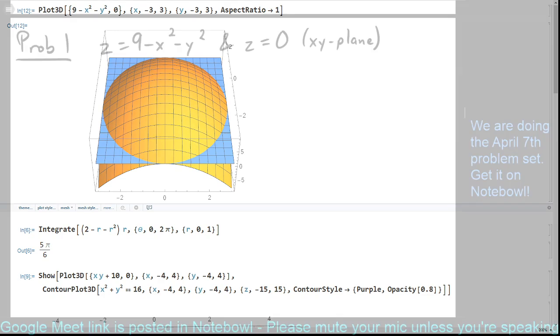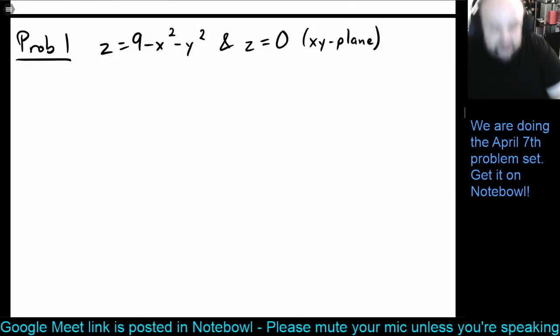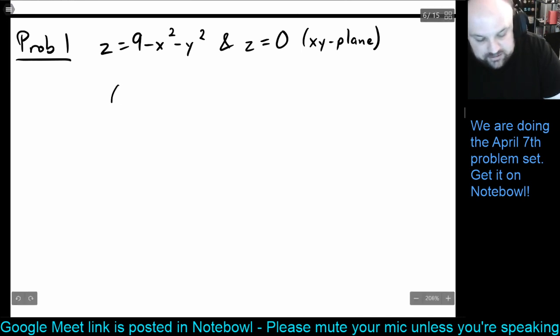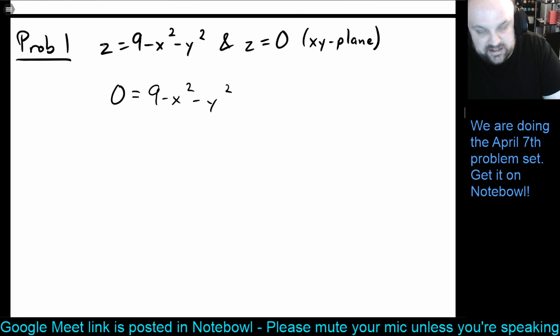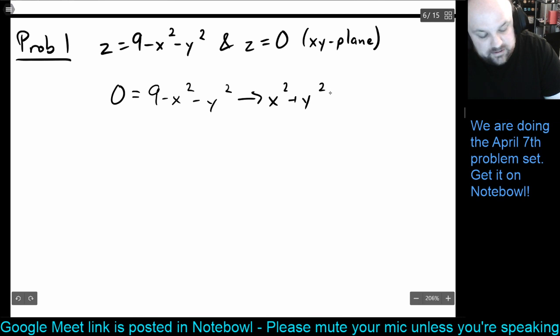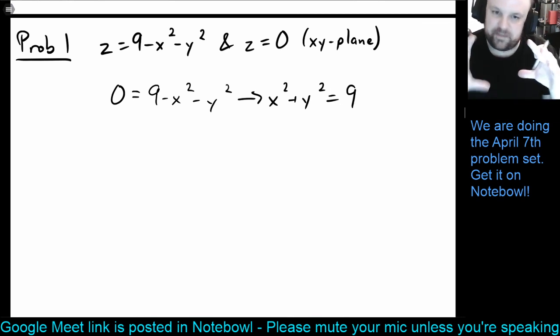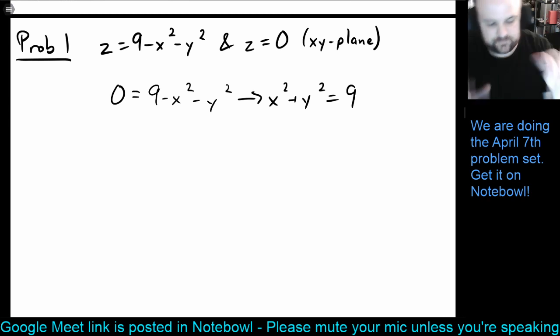So all we have to do is come over here and say, well, when does this equation intersect the graph of this equation? To do that, you just plug one equation into the other. So you'd get 0 equals 9 minus x squared minus y squared, because we know z is 0, so we're going to put that in here. And this tells us x squared plus y squared equals 9. So that's the biggest part of the shadow there.